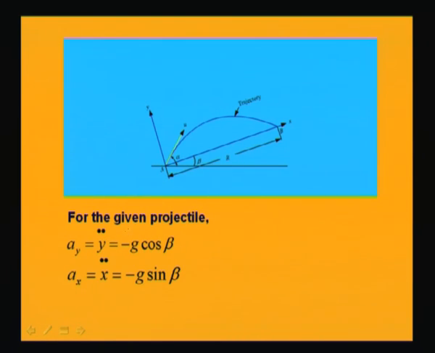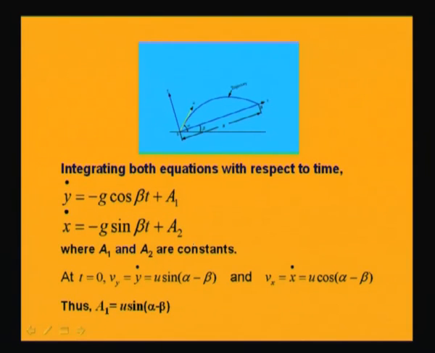Normal to the plane, the component of the acceleration ay, indicated by y double dot, is equal to minus g cos beta. Y double dot means d square y by dt square, the y component of the acceleration. Similarly, along the plane, ax, that is x double dot, is equal to minus g sin beta. If you square them, ay square plus ax square will be equal to g square. Therefore, the magnitude of the acceleration is g only.